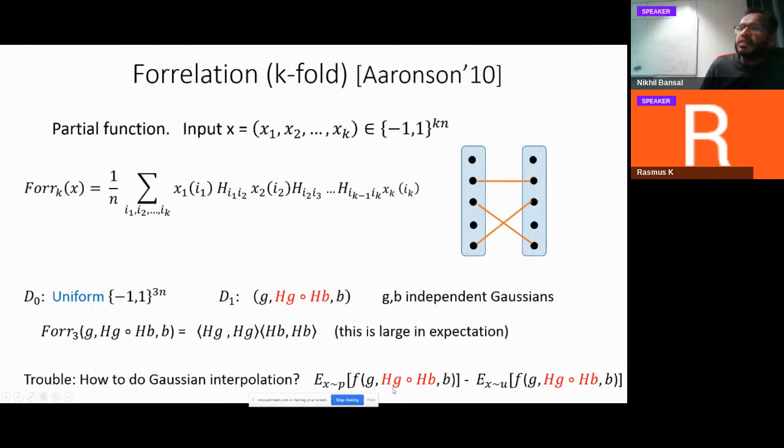So similarly as in the Fourier 2 case, we can show that this gap is small. But the point is, if we now try to apply Gaussian interpolation, the first coordinates are Gaussian, but this guy is not a Gaussian anymore. These entries are products of two Gaussians. So it's not immediately clear how to apply Gaussian interpolation.